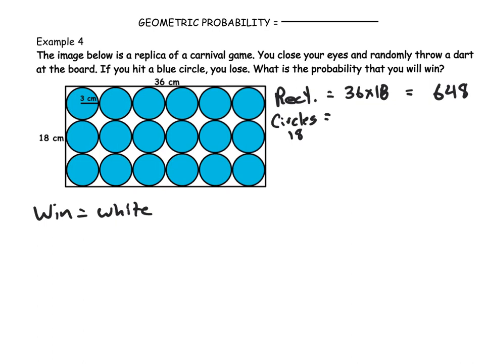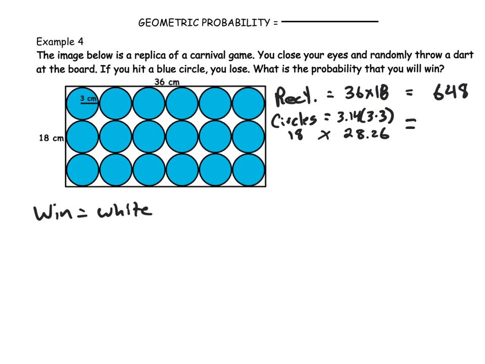Each circle is going to be 3.14 times 3 squared, 3 times 3. So each little circle is 3.14 times 3 times 3, which is 28.26. But there's 18 of those little circles. So what I need to do is take 18 and multiply it by 28.26. That'll figure out my entire blue area.